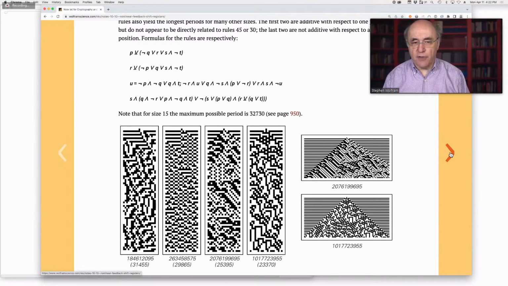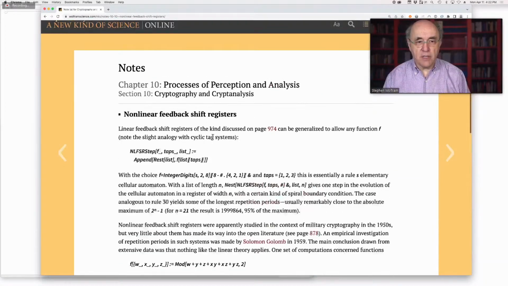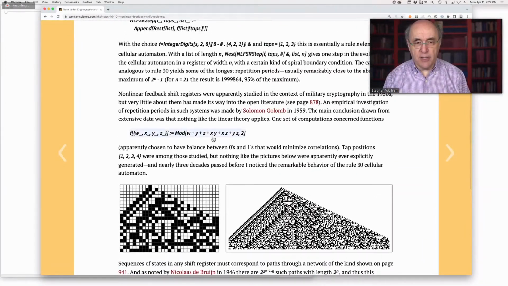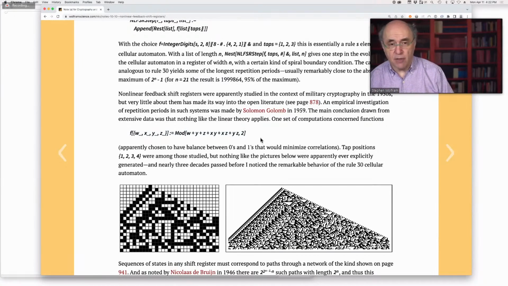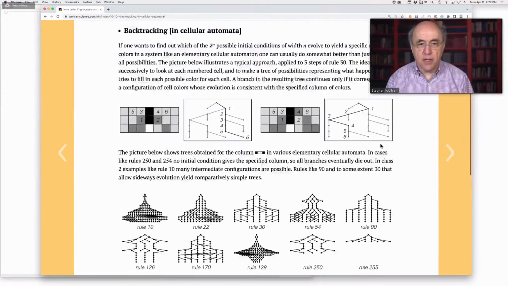And that's just a more efficient way to kind of mix data up. Okay, what's this? This is a nonlinear feedback shift register, very similar to something like Rule 30, but not quite the same because of the way the boundary conditions work. There's a description of that.